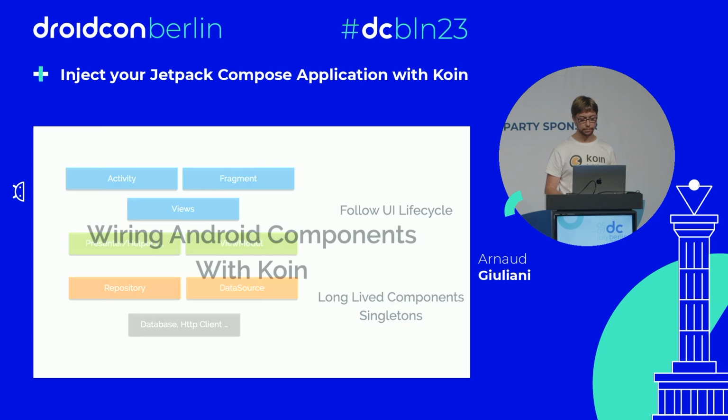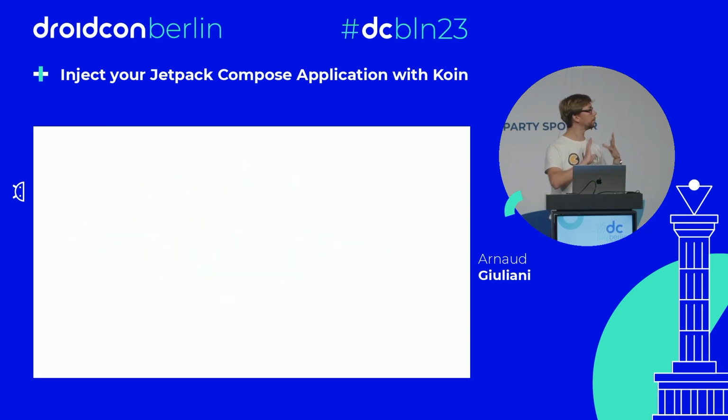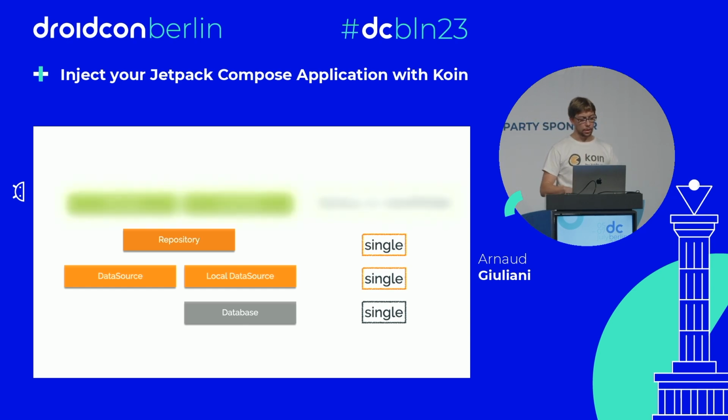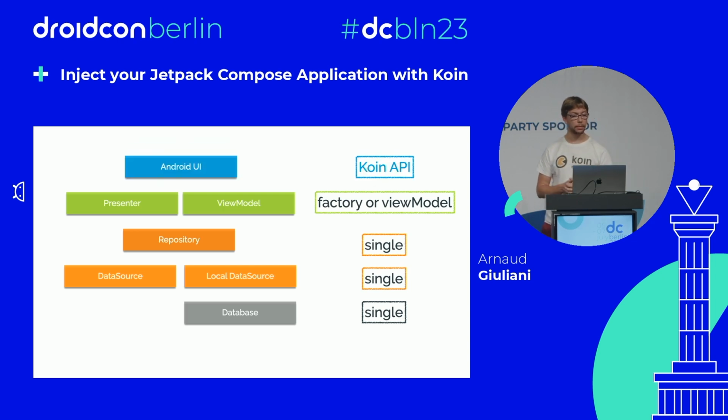With Koin, finally, you see that you can map that directly. For Koin, you will declare those kinds of layer components directly with single instances, singletons, okay? For all the presentation layer, you will use factory, viewModel, okay? And on the Android UI, you can use the Koin API, the famous by inject or by viewModel function, on those components.